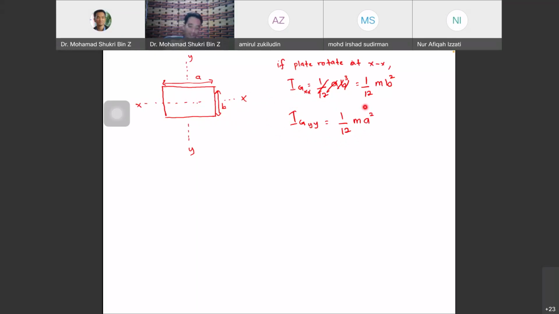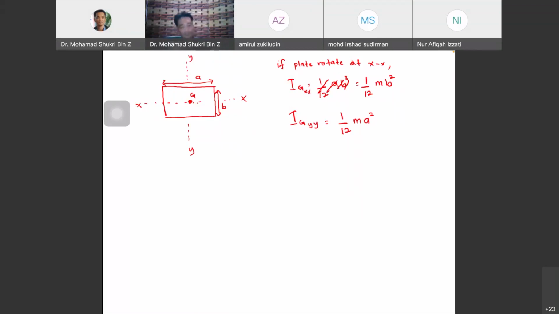Mass moment of inertia that we measure is located at G. That's why we use IG. So G means gravity. So let's say this is your gravity. Dia rotate pada gravity. Let's say this is your plate, dia rotate pada tengah-tengah ni dekat gravity. So dia rotate macam ni, pada tengah-tengah.